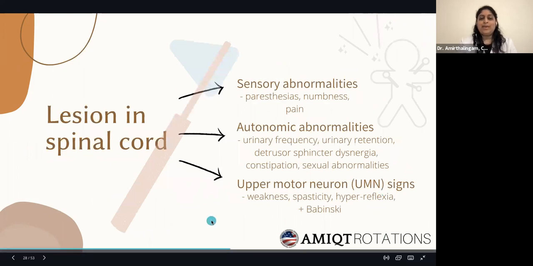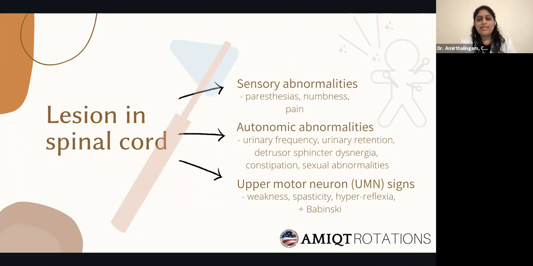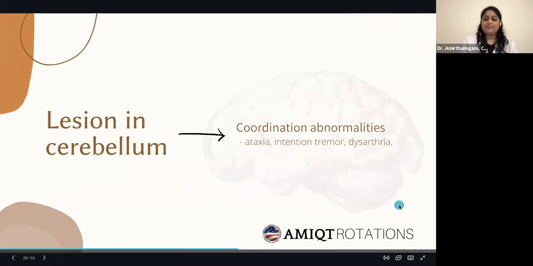So when there's a lesion in the spinal cord, patients can come in with sensory abnormalities such as paresthesias, pins and needle-like feeling, numbness. When there's a lesion in the autonomic nervous system or autonomic abnormalities, patients may complain of more generalized symptoms such as urinary frequency, constipation, urinary retention. And in regards to the upper motor neuron symptoms, they may present with weakness, spasticity, and even a positive Lhermitte sign.